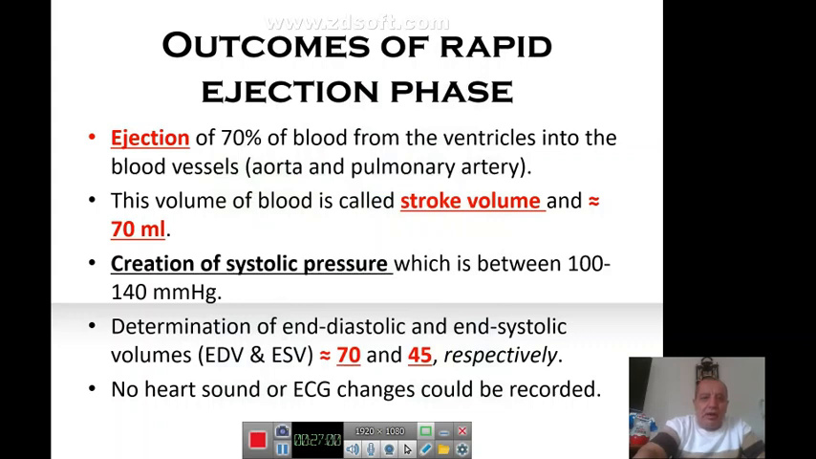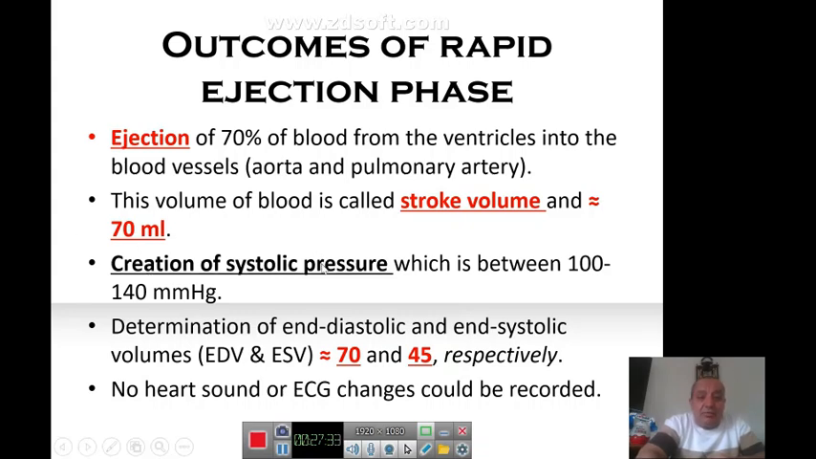Now the outcomes: ejection of 70%. Number one, outcome of the rapid ejection phase: 70% of the blood will be ejected outside, and 30% will stay there, and we call this volume of the blood the end systolic volume. We said it should be as minimum as possible, because if it is more than 30%, we are talking about problems in the cardiac muscle to pump out the blood.